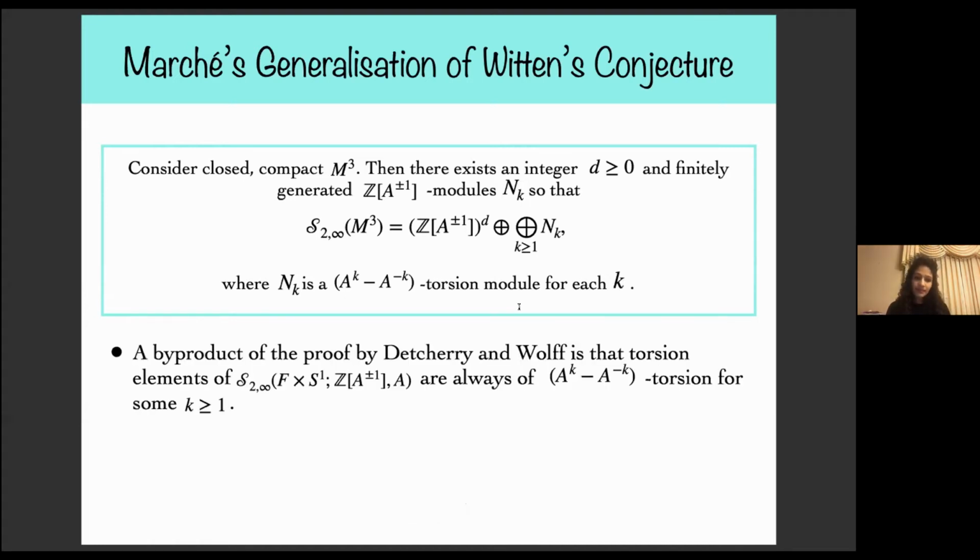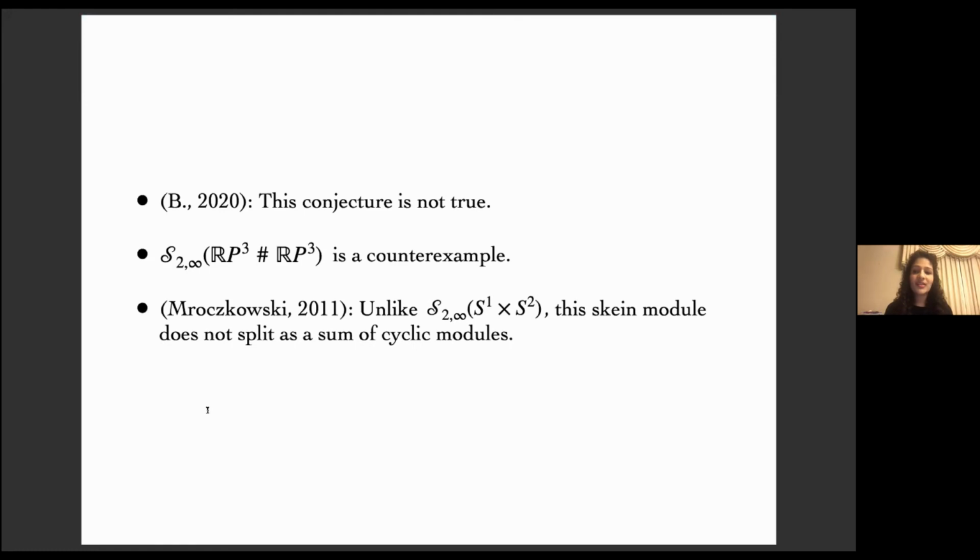So a byproduct of Detcherry and Wolf's work on the Kauffman-Brackes Skein module of S1 bundles over surfaces shows that if we work over this ring, then the Skein module always has a to the k minus a to the minus k torsion for some k greater than or equal to 1. This result also holds, this conjecture also holds for the Kauffman-Brackes Skein module of S1 cross S2. However, this conjecture is not true in general.